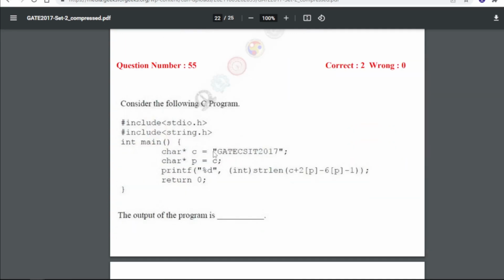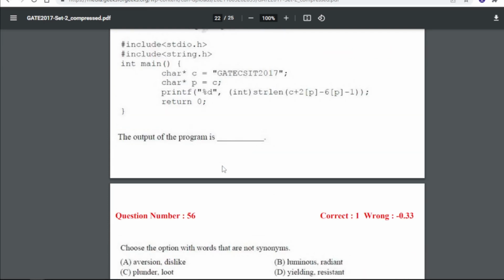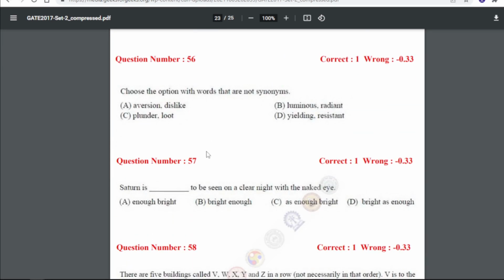55 is again a program. This is more of a pointer program, and the output of the program is what? Again, if you solve this particular question, you will get the output as 2.0. 56 is choose the option which has words that are not synonyms. So for 56 you will have the answer as D, that is yielding resistance.